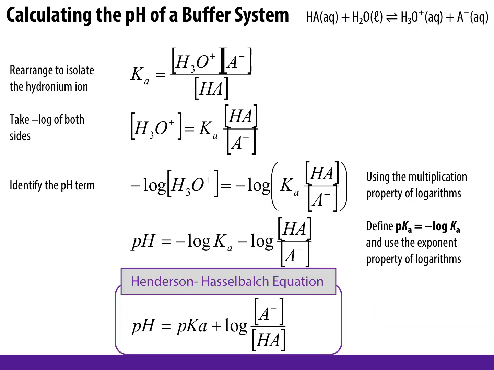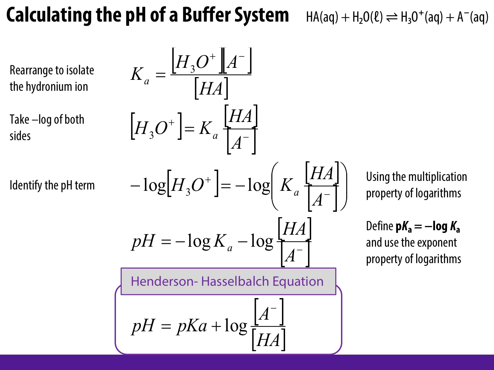When working with buffers, this is such a common situation that it's useful to have an equation that handles that situation. Now, you could just apply normal equilibrium principles, but since we deal with this so often, we can rearrange the Ka equation and get this nice result: pH is equal to negative log Ka, written as minus log HA over A minus.